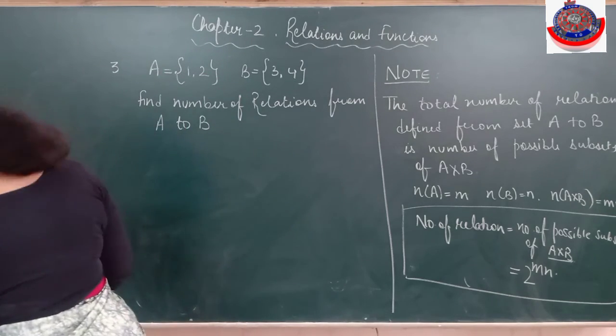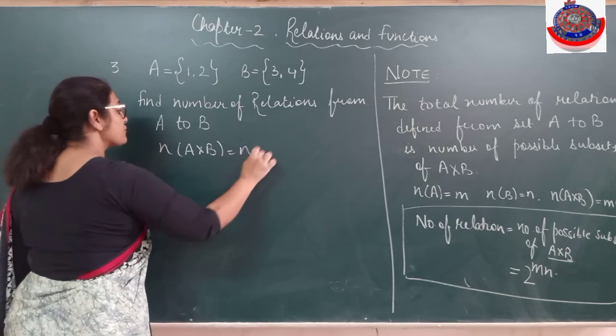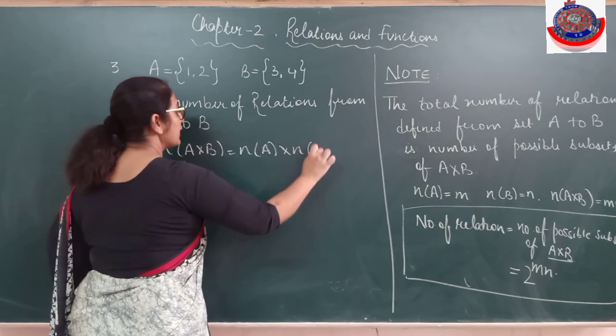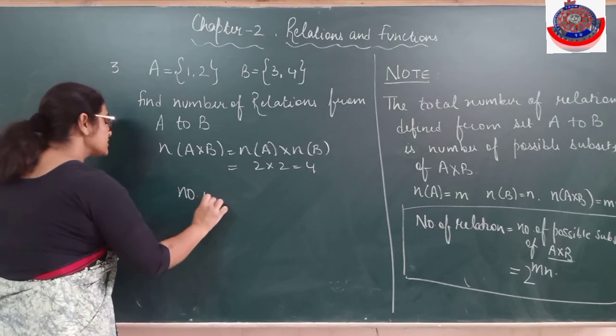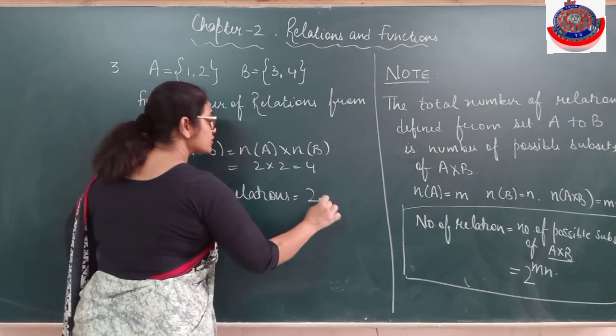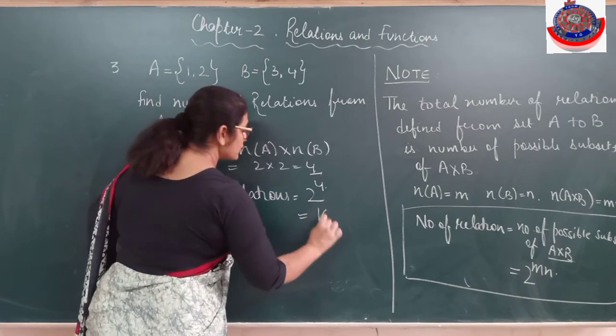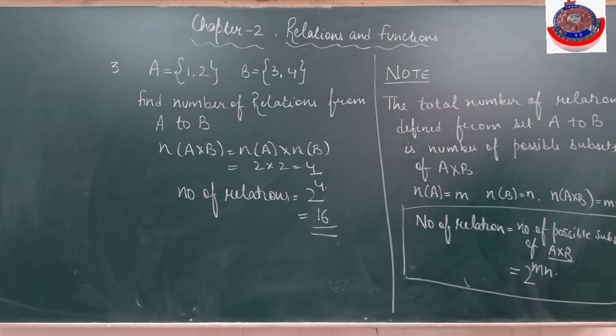Here also, how many elements will be there in A cross B? The number of elements of A into the number of elements of B. This is 2, this is 2, that is 4. So the number of relations possible is 2 raised to the power 4, that is 16. So 16 relations would be possible from set A to B. So the number of relations possible from set A to set B is 2 raised to the power number of elements in A cross B. I hope the relations is clear to everyone.